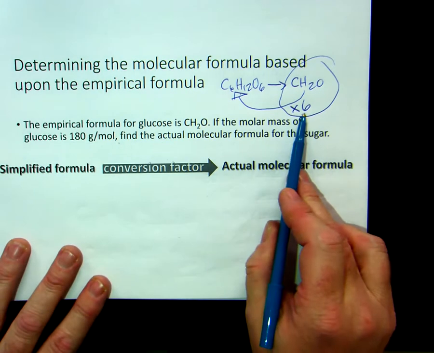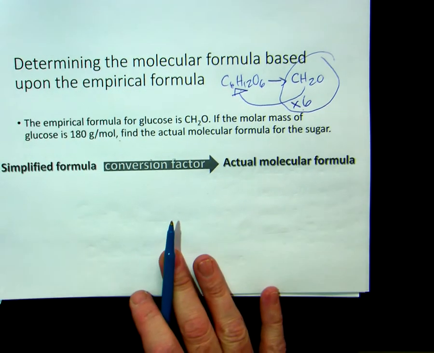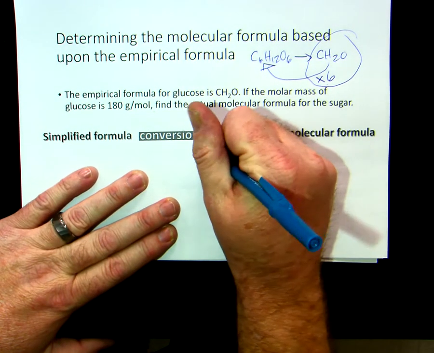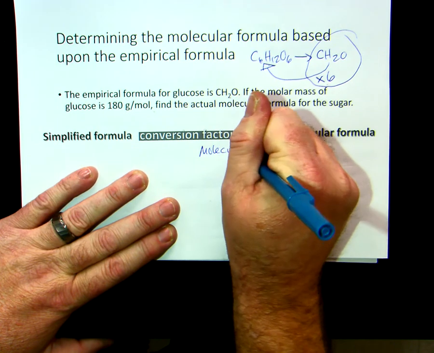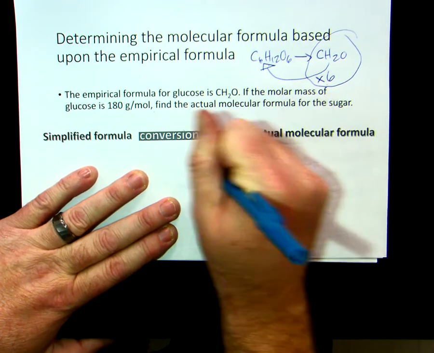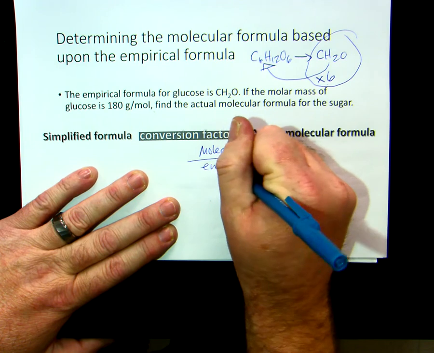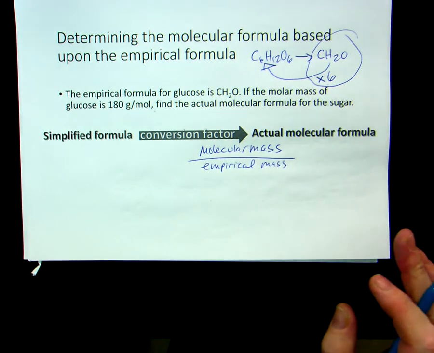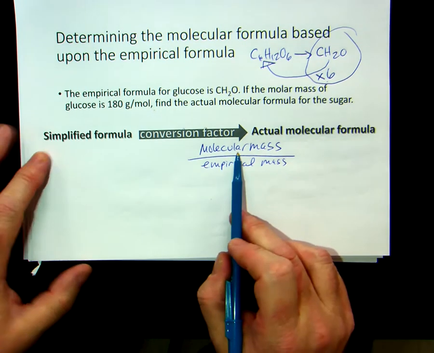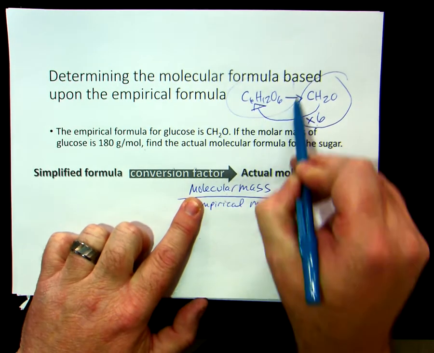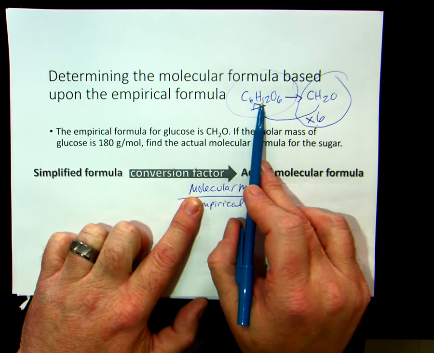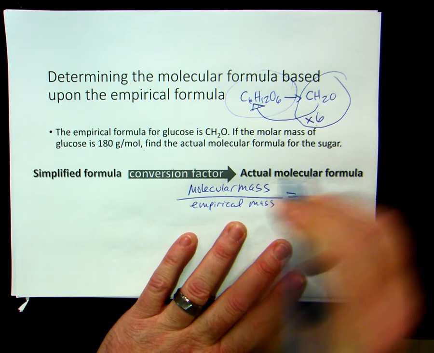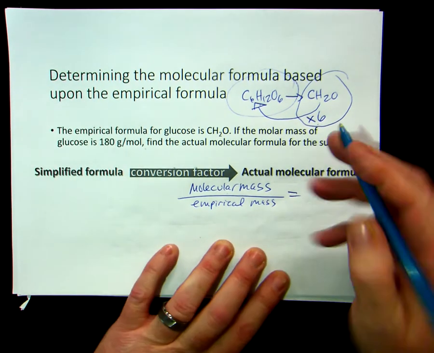Well, that times 6 is called a conversion factor. And the way you determine it is you divide the molecular mass by the empirical mass. And I'll, of course, say what I mean. The molecular mass is the mass of the molecule when it has all of its parts. And that is going to be given to you in the problem. So in this example, they say that glucose is 180 grams per mole.